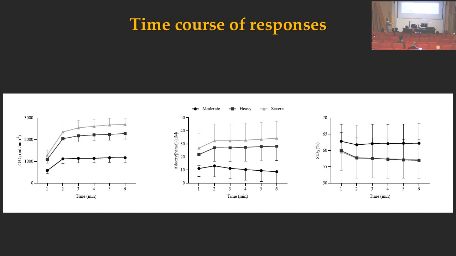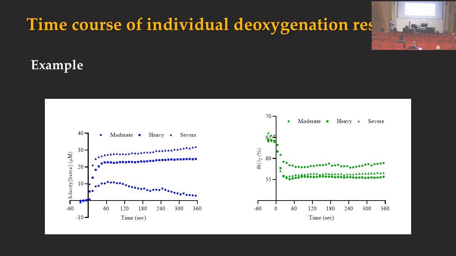Whereas on the STO2 profile, you can see the drop here in the moderate domain, and there is almost no difference here between the heavy and the severe domain. Now, as a single example, this looks like this, and in this example, the severe domain showed a little bit less deoxygenation or STO2 drop compared to the heavy, and here to the moderate.